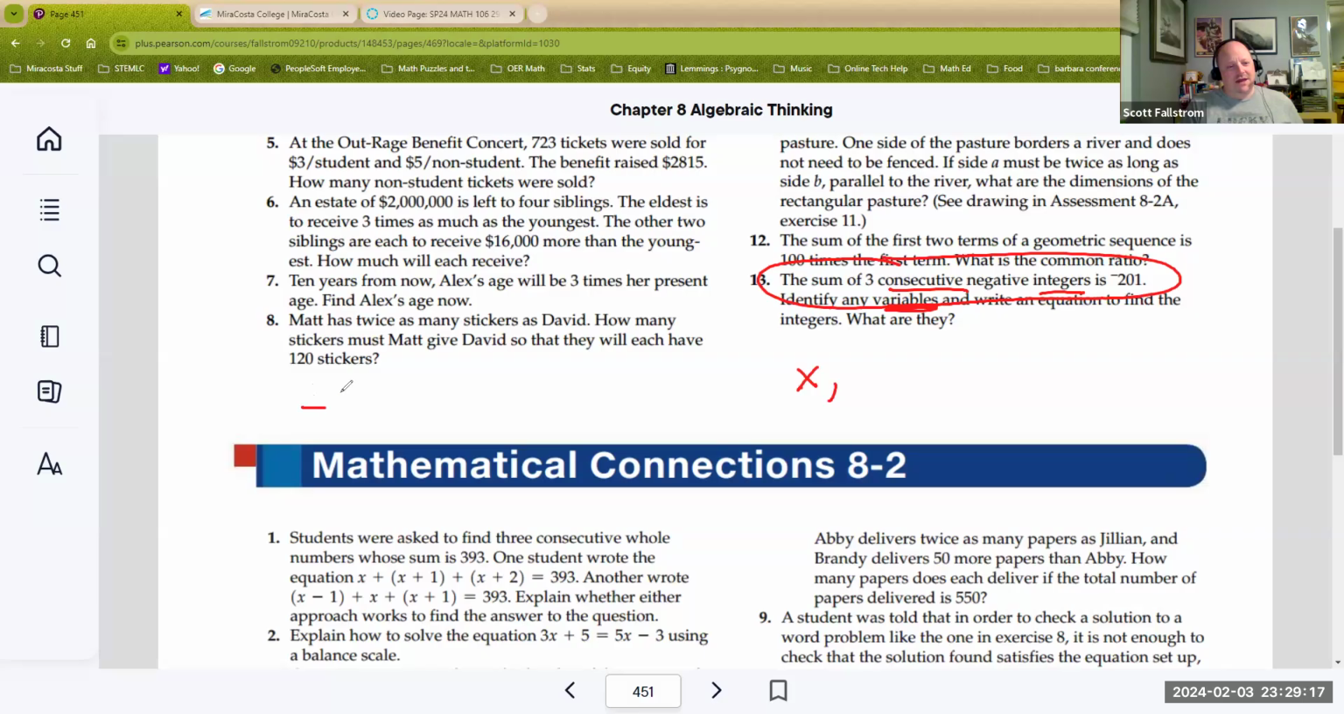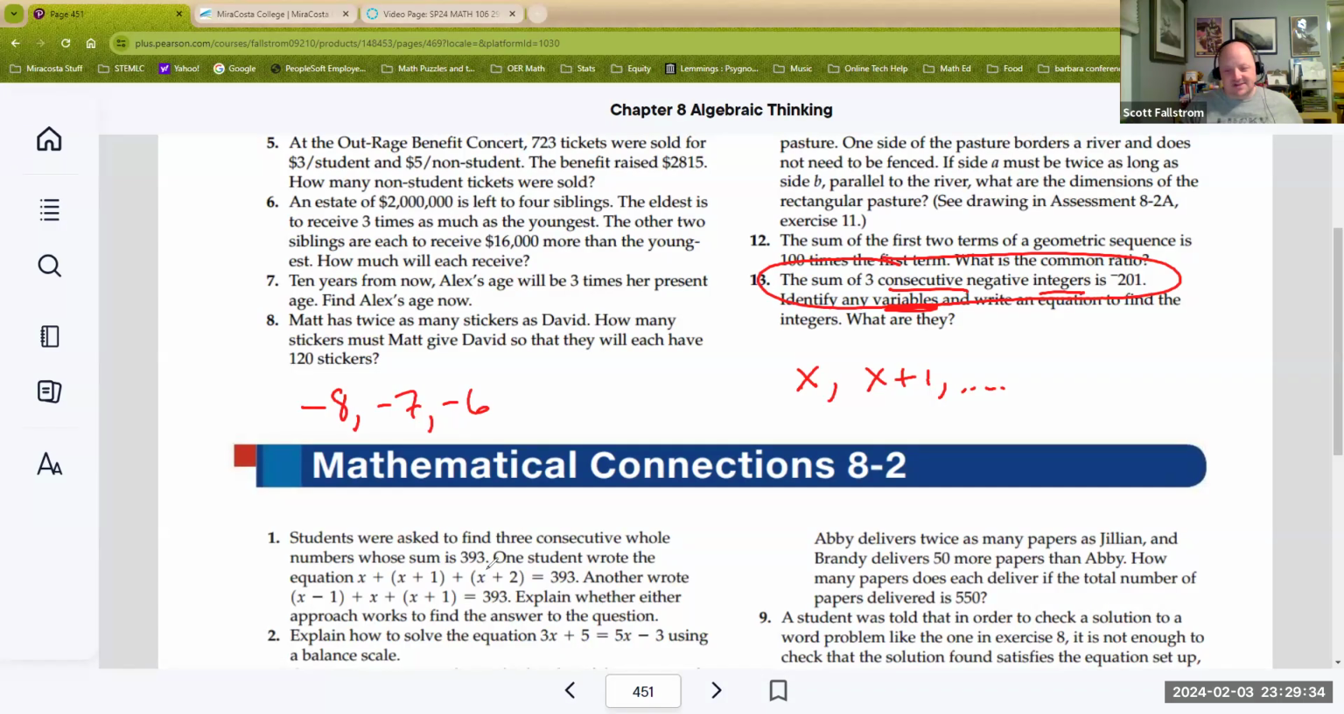So you think about it. If I had negative 8, what's the next consecutive number? Negative 7. What's the next consecutive number? Negative 6. So you can see I'm adding 1 each time. So if you think about that, you can make a sequence where you just add 1.